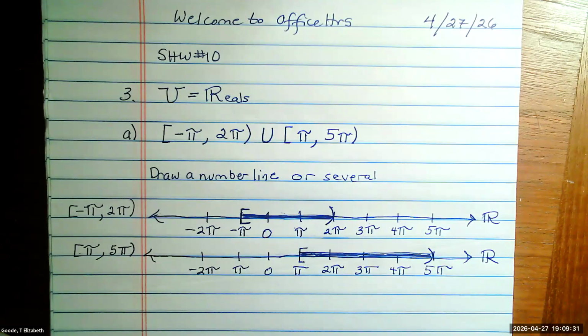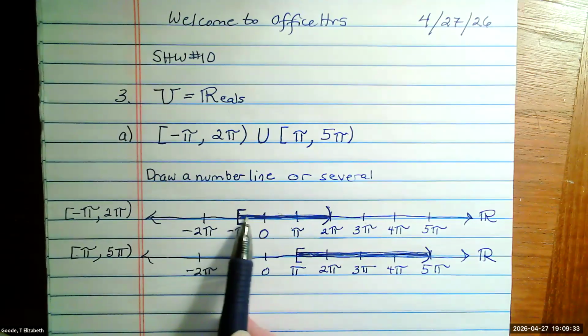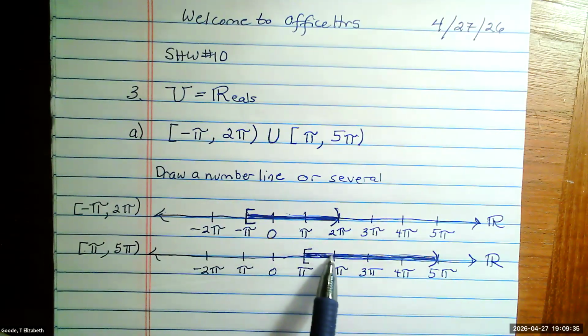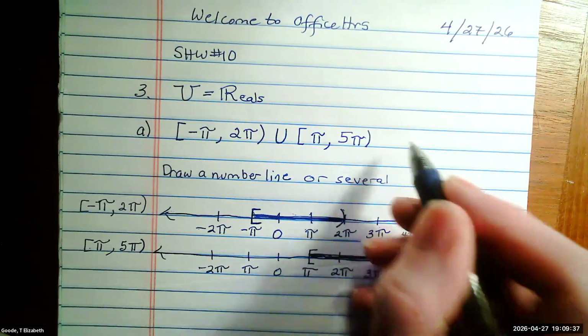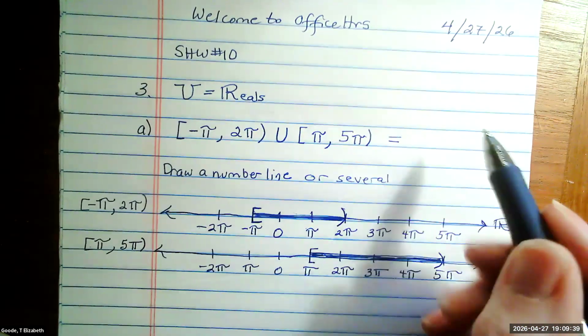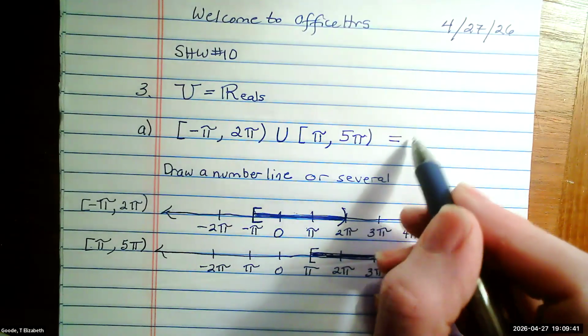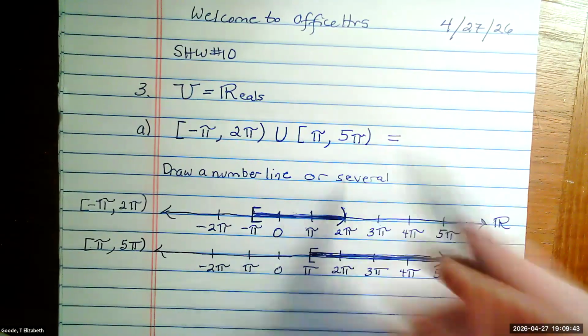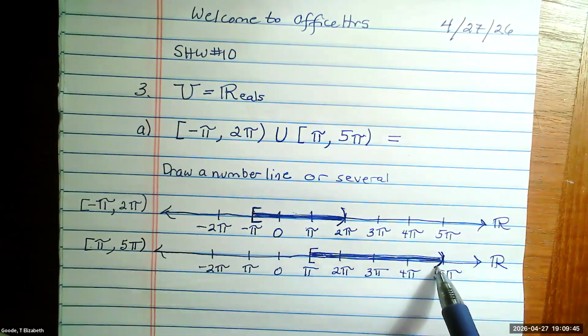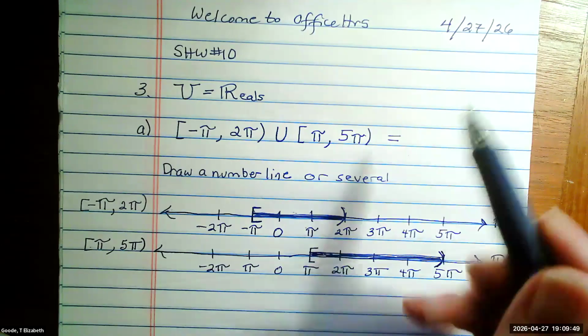Negative pi to 5 pi. That's right, because it starts here, picks up all of these, and then it picks up all of these. So you're right. It starts at negative pi and then it goes to 5 pi. Do we include the 5 pi in the answer? No, it's a soft bracket, not a square bracket.